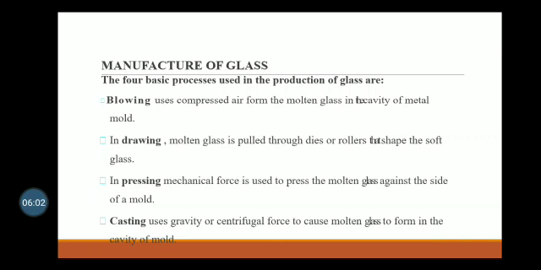Manufacture of glass. The four basic processes used in the production of glass are: first, blowing. It uses compressed air to form the molten glass in the cavity of a metal mold. In drawing, molten glass is pulled through dies or rollers that shape the soft glass. In pressing, mechanical force is used to press the molten glass against the side of a mold. In casting, gravity or centrifugal force is used to cause molten glass to form in the cavity of a mold.